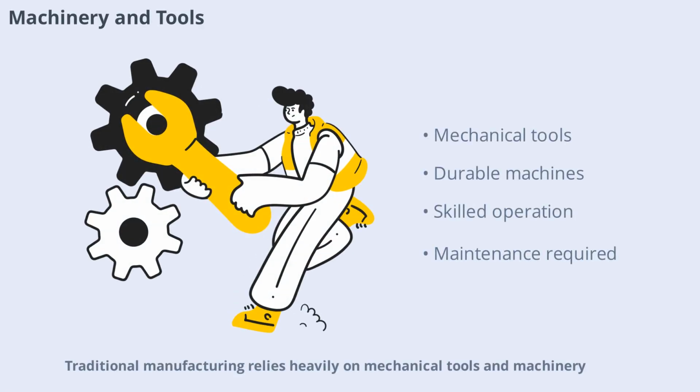Traditional manufacturing relies heavily on mechanical tools and machinery. These range from simple hand tools to complex machines like lathes, presses, and conveyors. While not as advanced as today's computerized equipment, these machines are robust and designed for durability. Skilled workers are needed to operate and maintain them, ensuring that production lines run smoothly and efficiently.